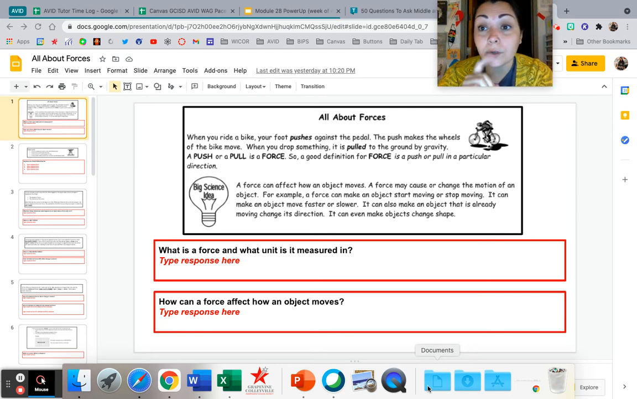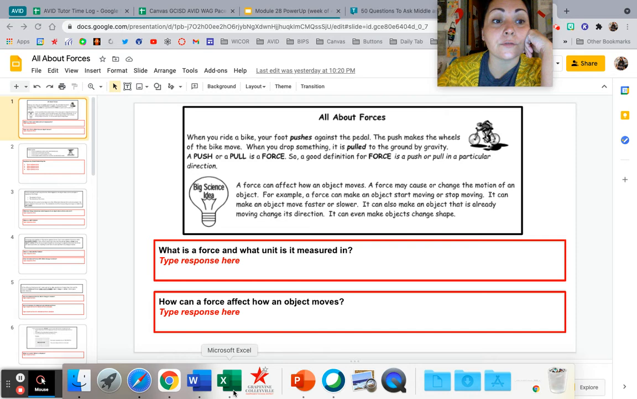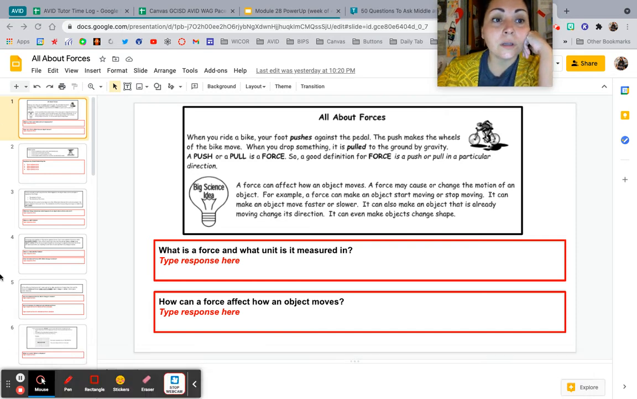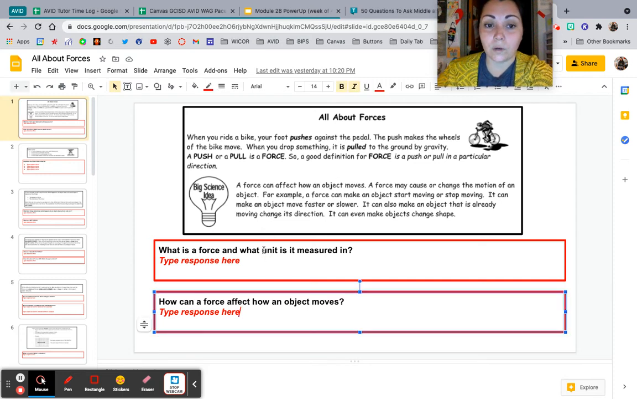Okay, so here is what y'all are gonna be working on Tuesday when you're working asynchronously from home. So this is all about forces, a PowerPoint or slideshow. You're gonna fill it in and submit it as a Google assignment. So all about forces, you're gonna read this info and then answer these two questions. What is a force, and what unit is it measured in? And how can force affect how an object moves?